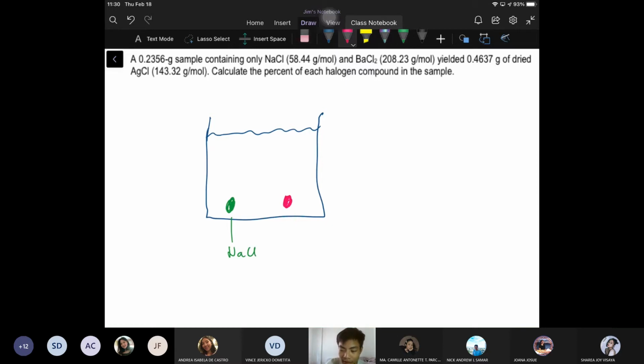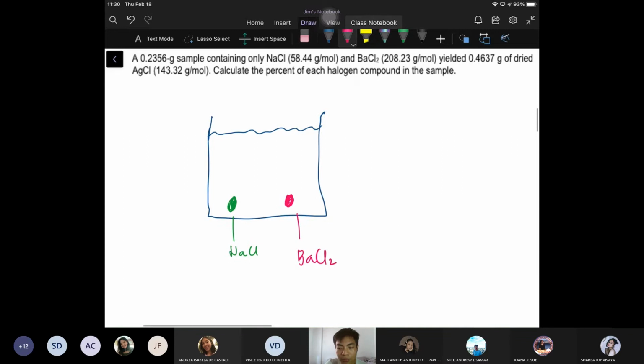So, you have your NaCl, you have your BaCl2 in your sample. They are ions actually, but I'll just draw it as a solid chunk. Then, what's next? I precipitated it. So, I guess I added silver nitrate.